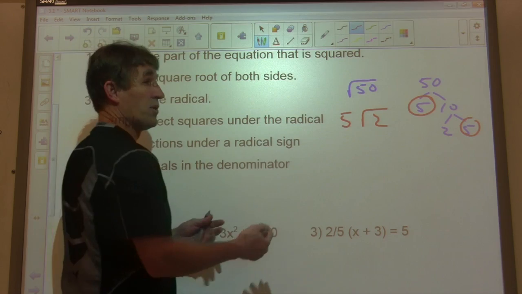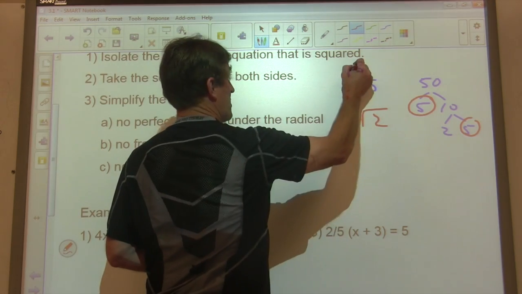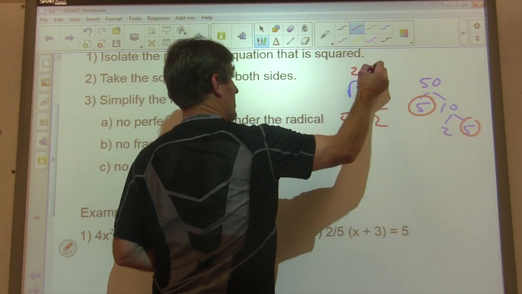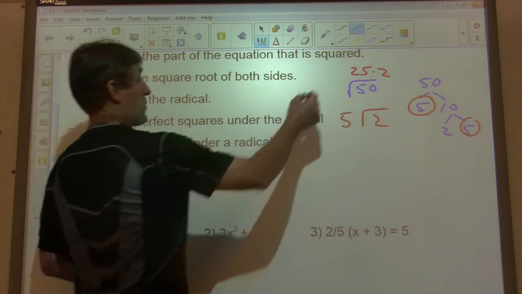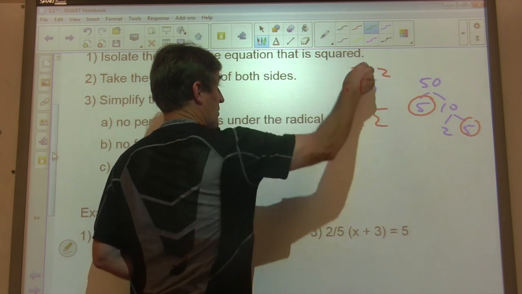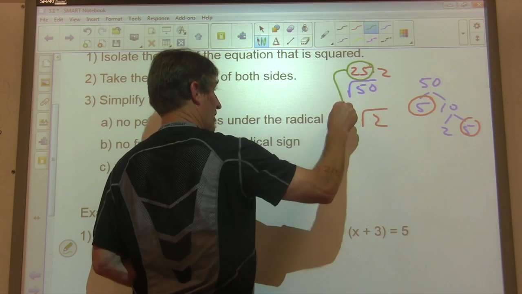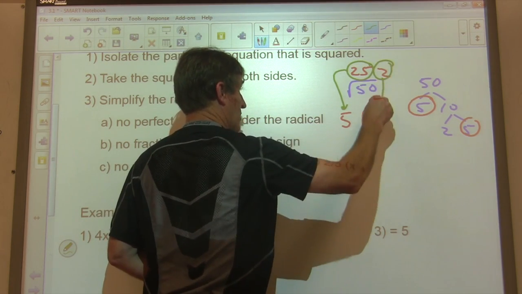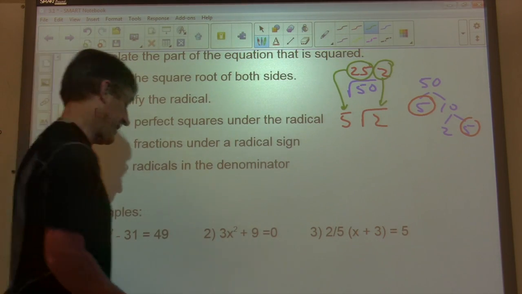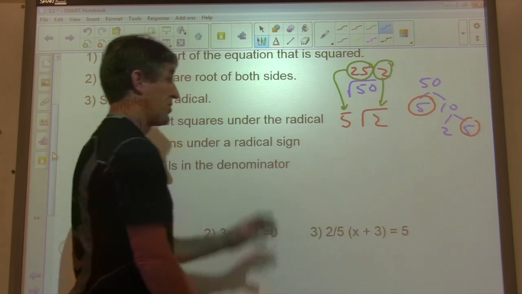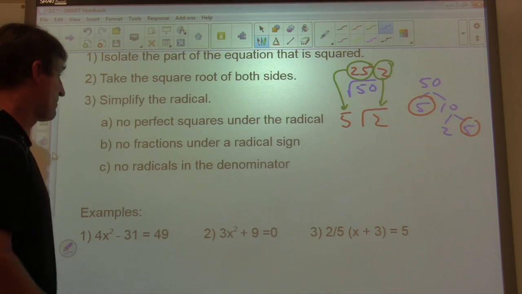The other thing you can do is, if you know your prime numbers, or your perfect squares, you can just break that into 25 times 2. And the square root of 25, if I can take the square root of it, it comes out front. And if I can't take the square root of it, it stays inside. So whatever works easier for you on taking and simplifying those. And you'll see those as we go through the problems.